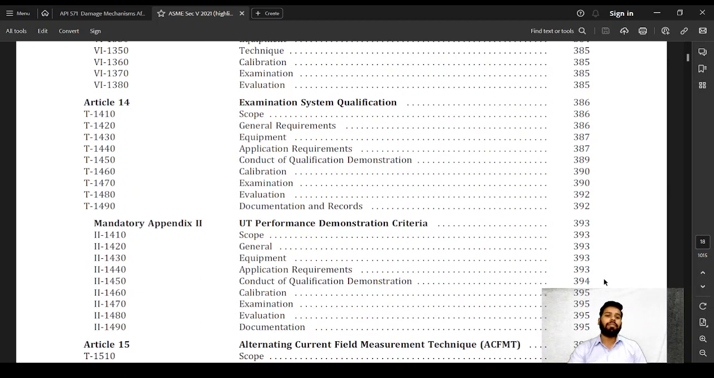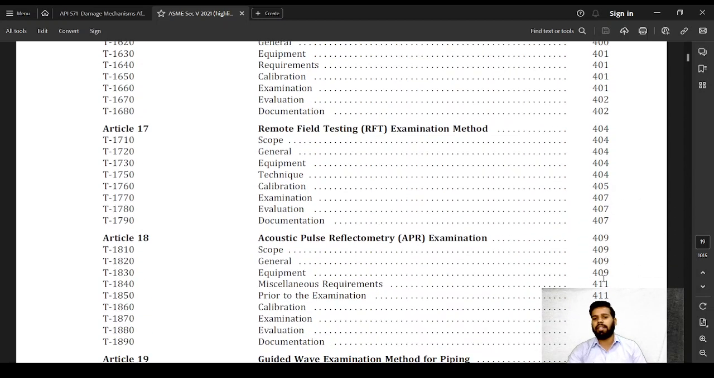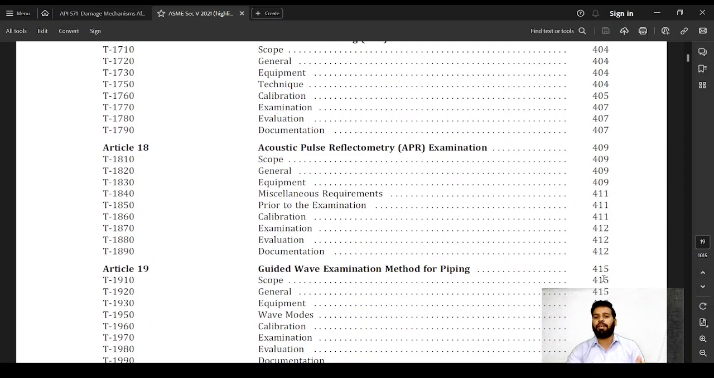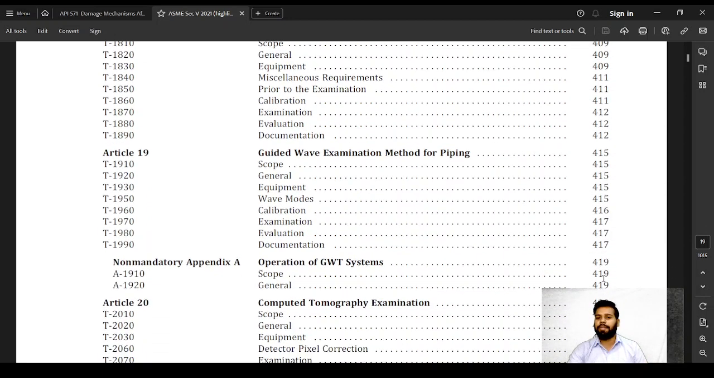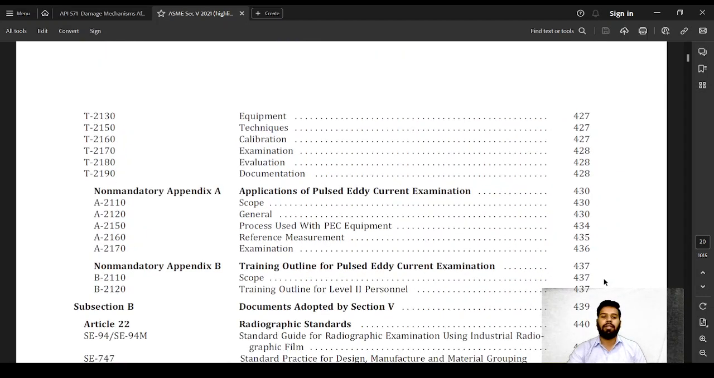Okay. Article 14 is examination qualification system. Article 16 is magnetic flux leakage. 17 is RFT, remote field testing. 18 is acoustic pulse refractometry. 19 is guided wave examination for piping. 20 is computed tomography. 21 is pulsed eddy current testing.